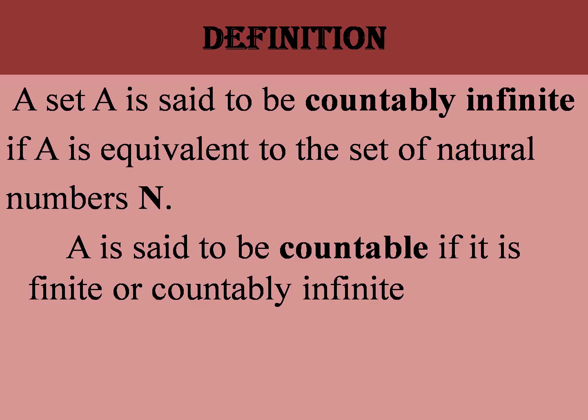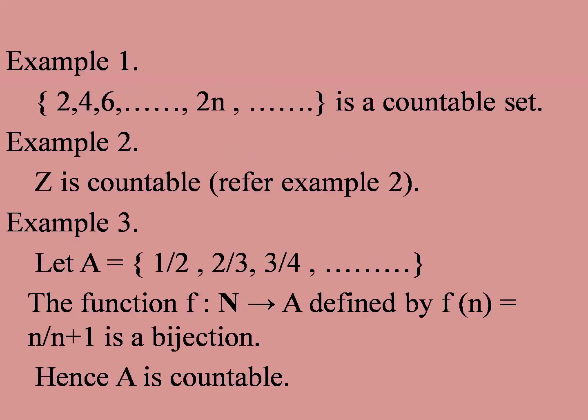We know every finite set is countable. We can count the elements or we can label the elements. Also, a countably infinite set is also countable. What do you mean by countably infinite set? If there is a bijection map from A to N, that is A is equivalent to N, then A is said to be countably infinite.